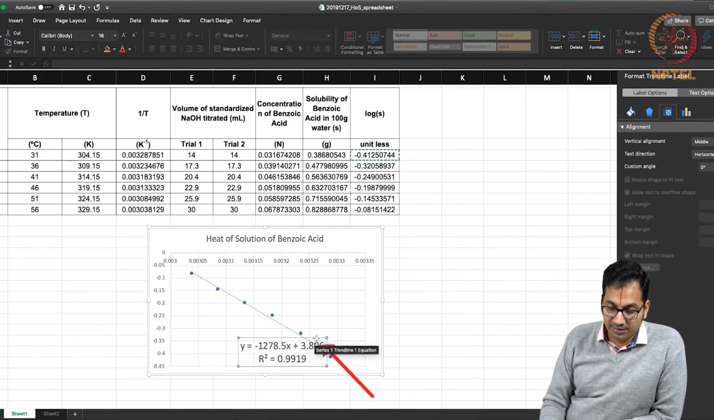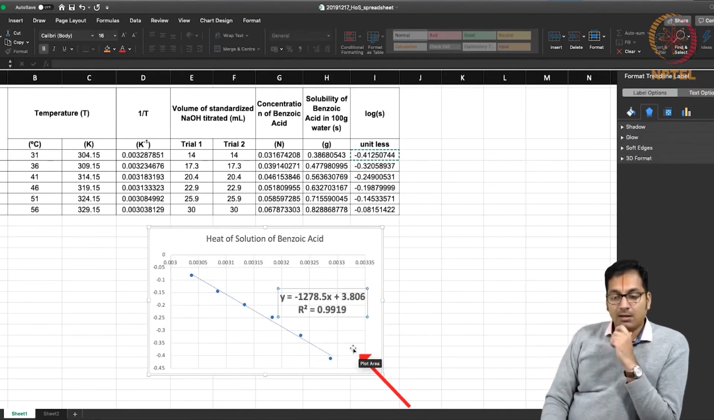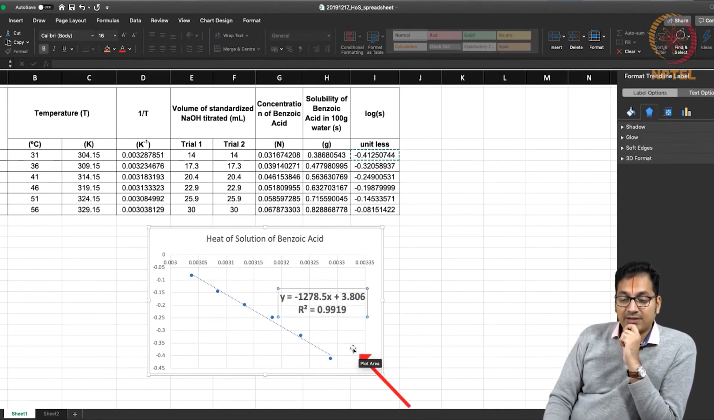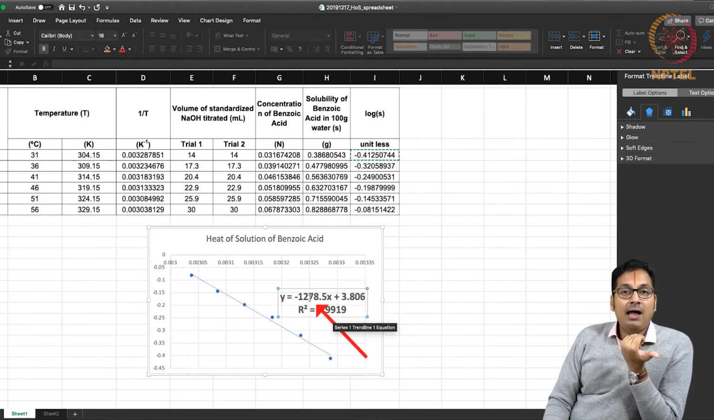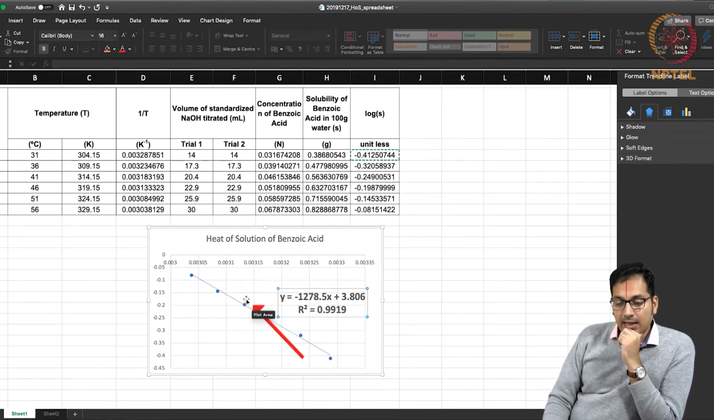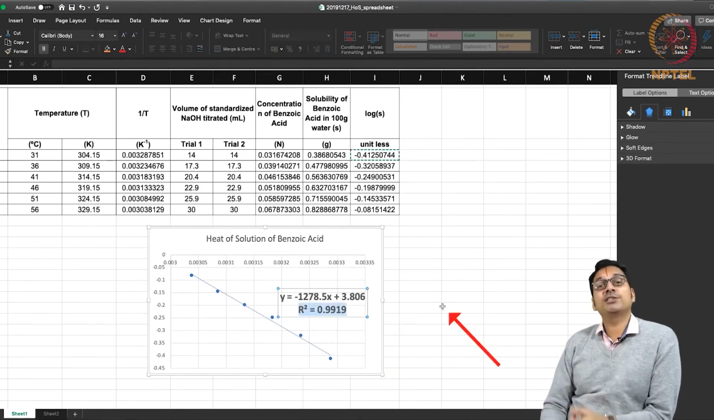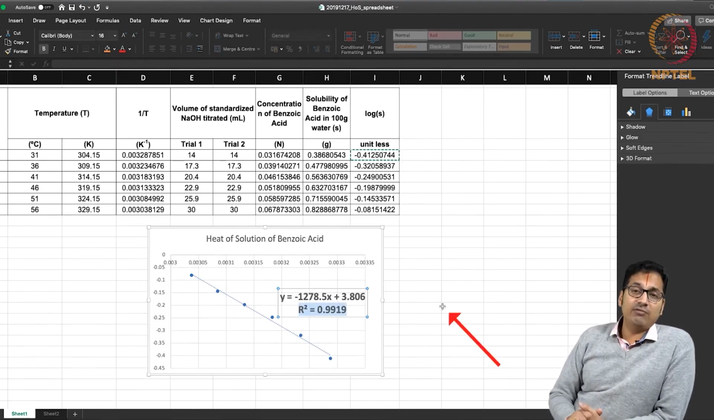So you are able to realize that you have a slope of minus 1278.5 since you are doing the ln plot and it's 1 over T. Be careful about the units that you are trying to talk about here. If you are using R in whatever units, you are going to get the delta H naught in similar units. And temperature is already in absolute Kelvin, so this is all fine. And if you look at the R square, which gives you the goodness of fit, you are able to see that it's very, very close to 1.